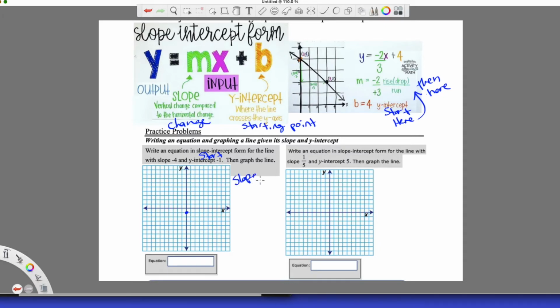is -4. And if I have just an integer like this and I don't have a fraction, we put a 1 under it. All numbers have a 1 under them. We just don't write it like that because it would start to look a little funky and confusing. But if I don't see a fraction, it's a 1. So I'm going to drop 4 because it's -4, and I'm going to run 1 to the right. So from here, I'm going to go 1, 2, 3, 4, and run 1 to the right.